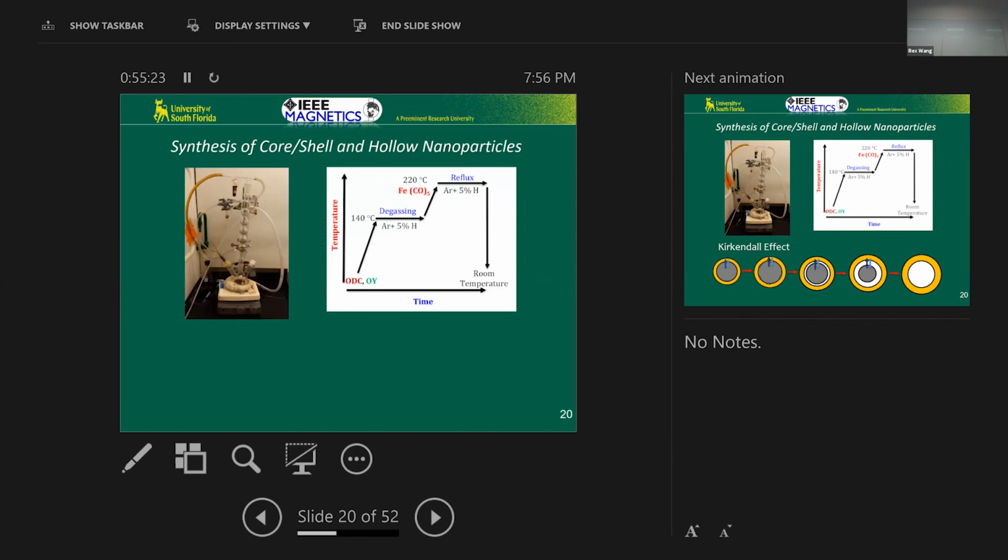So those of you that are interested in chemistry, we do what is called thermal decomposition.